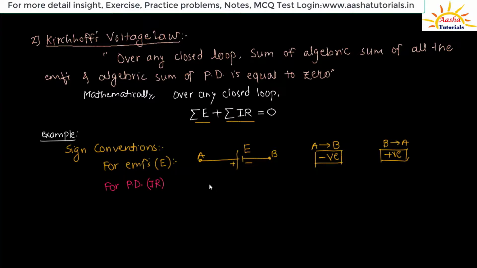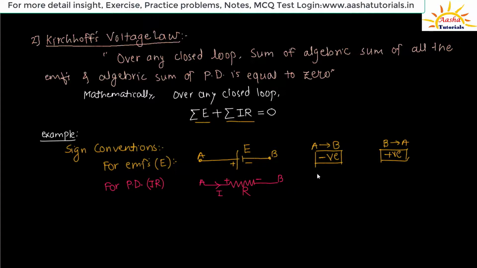To make you understand this, let me again take an example. Suppose we have in branch AB a resistance R, and suppose the current I is flowing from A to B through this resistance. Now we know that as per the direction of current, we have to write plus and minus on this resistance.